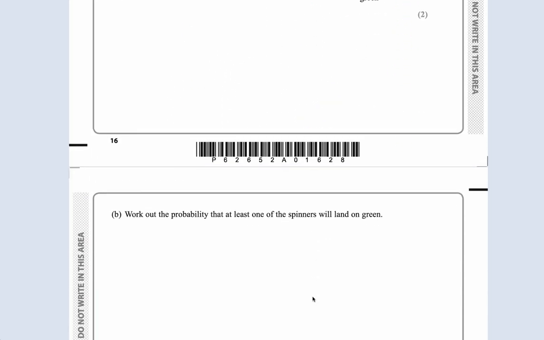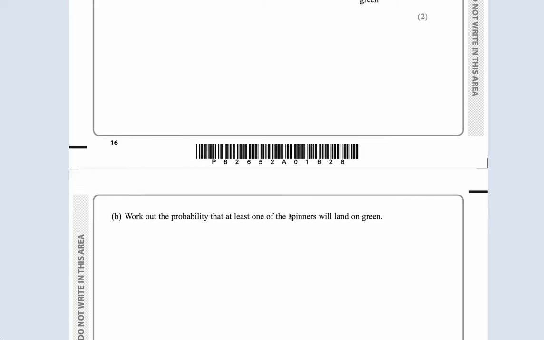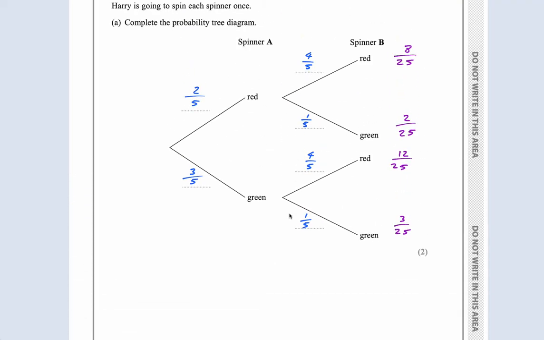Part B says, work out the probability that at least one of the spinners will land on green. Now when he says at least one, which of these counts? Well, this one is a red and a red. Is one of them green? No. So that's no good. This one is a red and a green. Is one of them green? Yes. So we're going to include it. This one's a green and a red. Yes, because you've got a green. And this one's a green and a green. Yes, because it's at least one green. So 2 greens also counts.